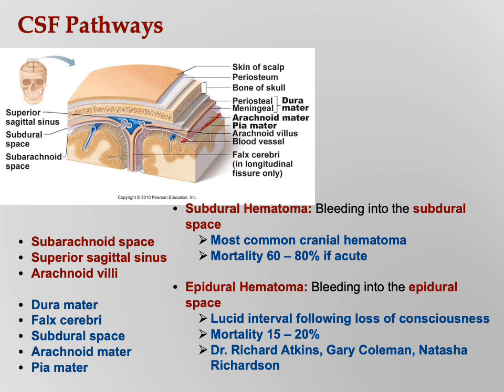So here you see, we've talked a little bit about this before. The subarachnoid space, superior sagittal sinus, arachnoid villi, dura mater, falx cerebri, and so on. Subdural hematoma. So here you see the meninges, all right, and the spaces. Subdural hematoma, bleeding into the subdural space. It's most common of all the cranial hematomas. Mortality 60 to 80% if acute. Once again, when you start bleeding into these spaces in the brain, the intracranial pressure builds up, and that's very dangerous. That's going to get you.